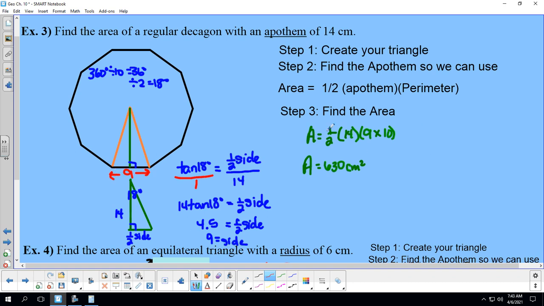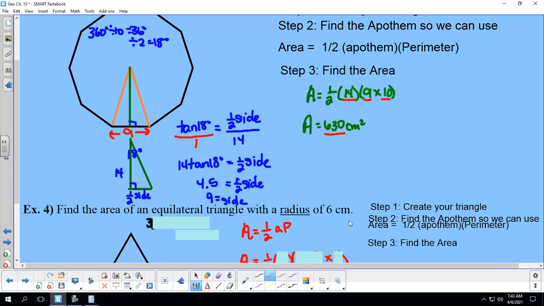So now we're back to our formula. Half of our apothem times the perimeter, which is 9, our side length, times 10, which is how many sides we have. We throw that into our calculator, and we get our area is 630 centimeters squared. All right, so that's when we have the apothem.